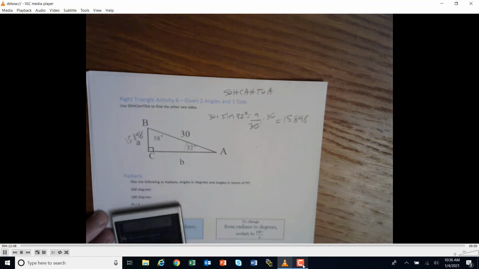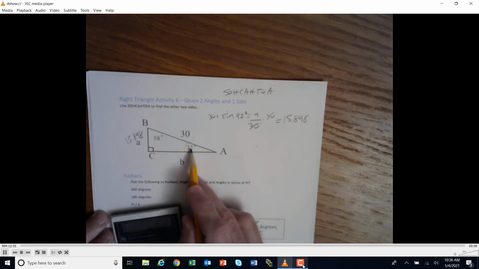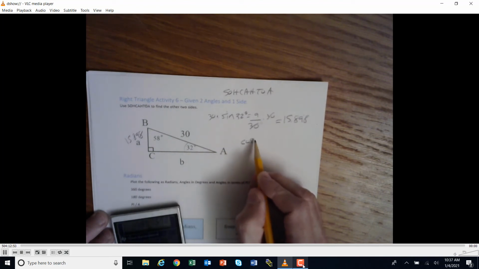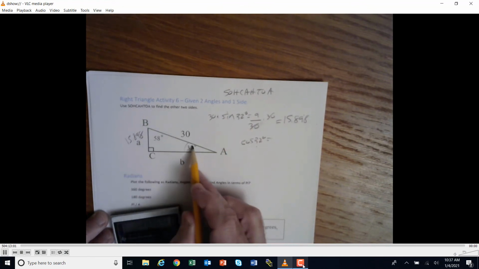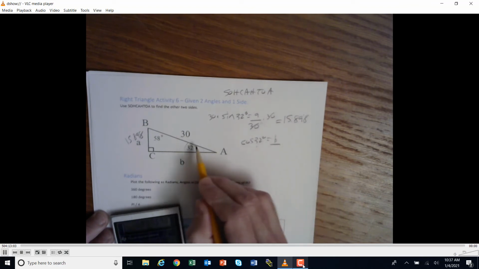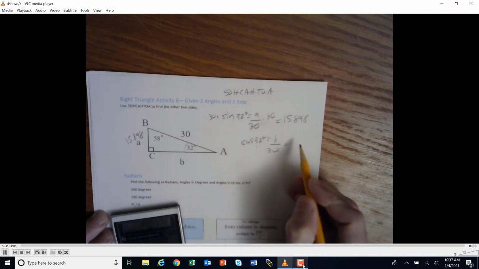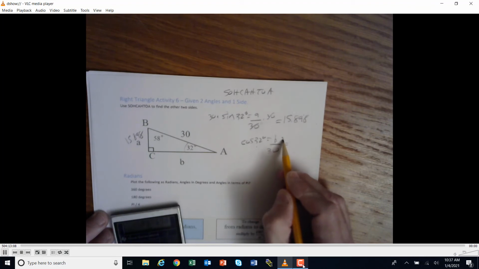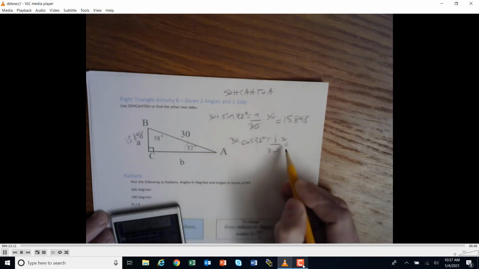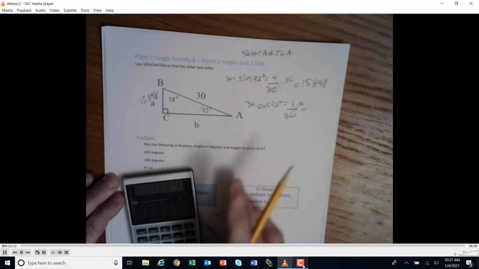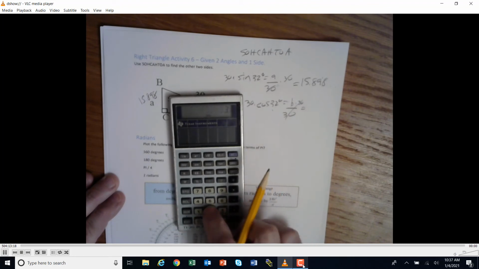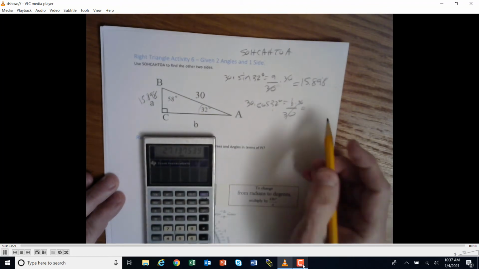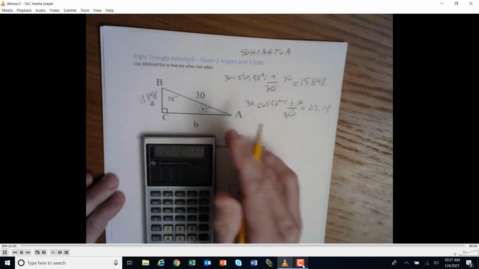Okay. How about B right here? Well, we could just use cosine if we wanted to. Cosine of 32 is equal to adjacent over hypotenuse. That's the opposite, so this is the adjacent, which is going to be B over the hypotenuse 30. Multiply each side by 30 in order to cancel. 30 cosine of 32. 32 cosine times 30 is 27.14.